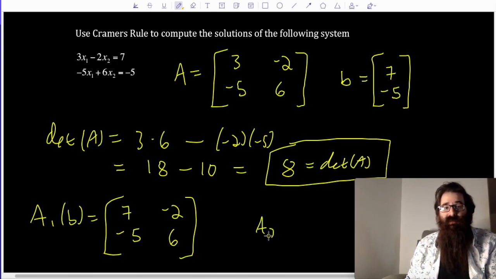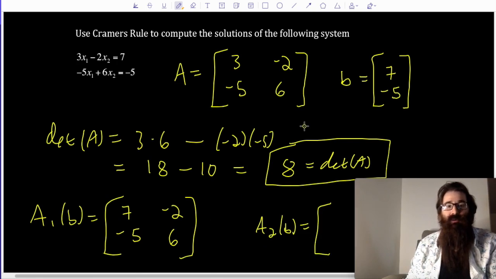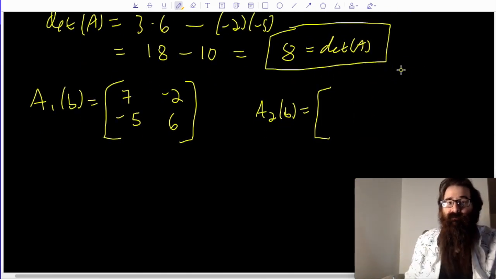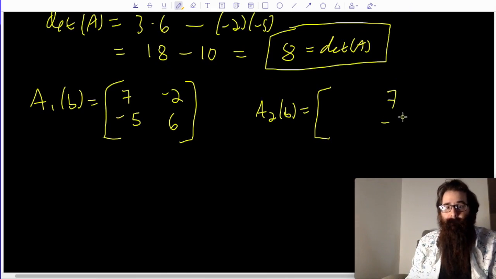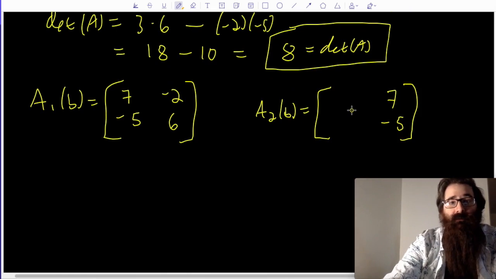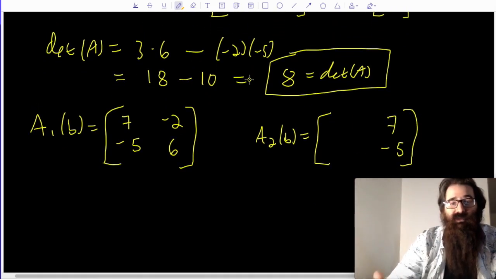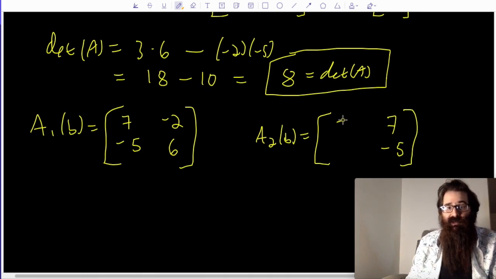And we can do the same to build A sub 2 at B. So now this means go to the second column of A. Second column is this negative 2, 6. Replace that with column vector b, which is 7, -5. But leave the rest of the matrix alone. So in particular, leave that first column alone, which was 3, -5. Just rewrite that. That one doesn't change.